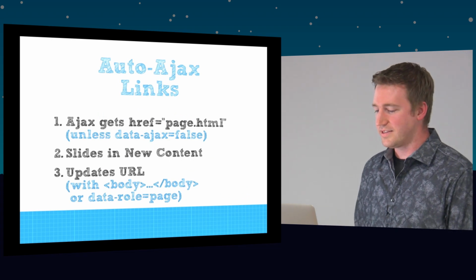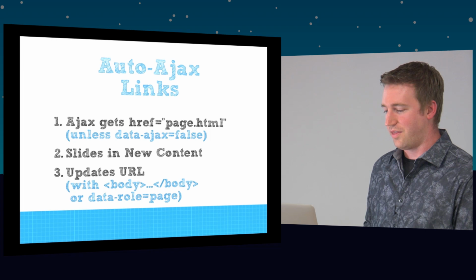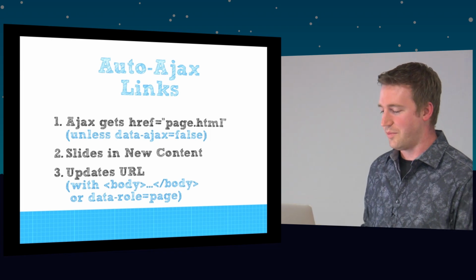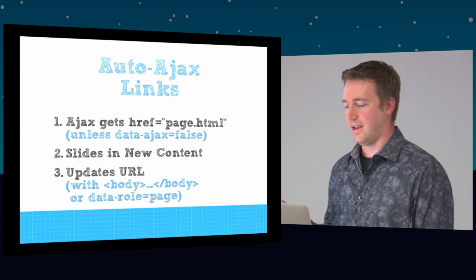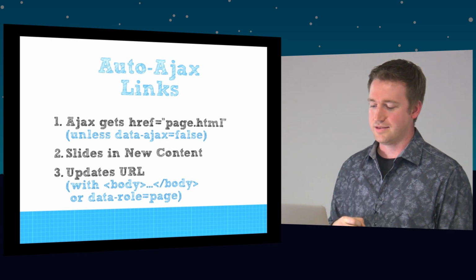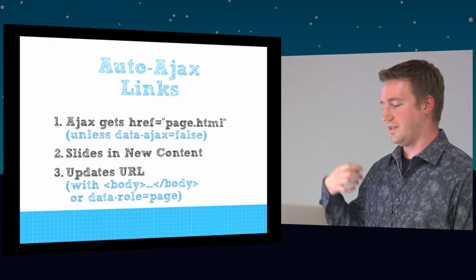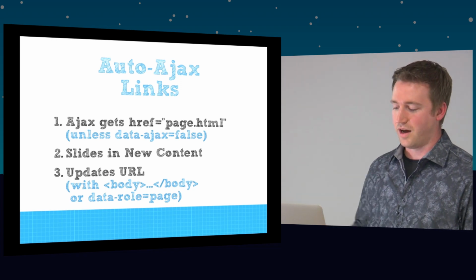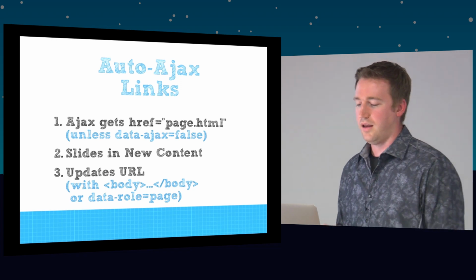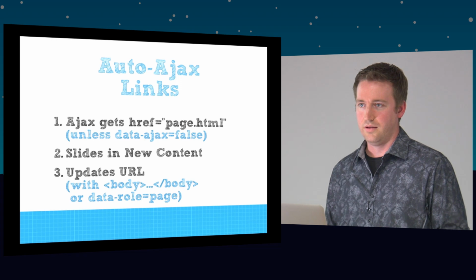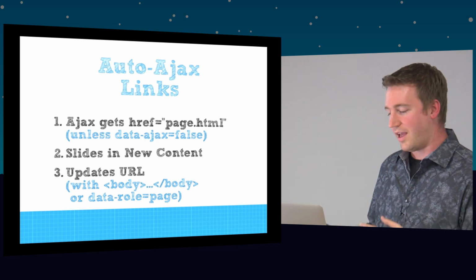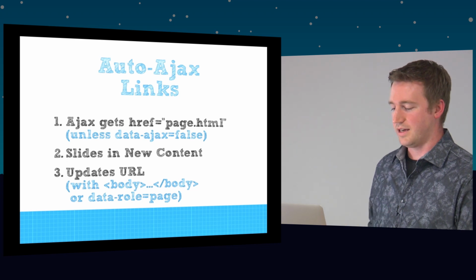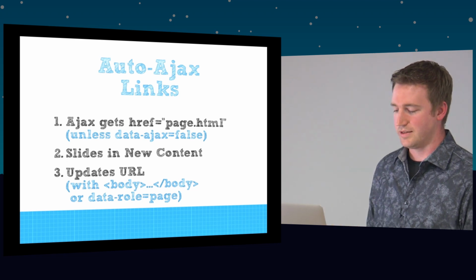So in this case, if I have a link with an href to page.html, unless I add an attribute to that link, data-ajax equals false, it will do this, which I'm describing. It will grab the new content and it will update the URL in the actual address bar. It will grab that HTML with AJAX. So it'll just be one simple AJAX request.